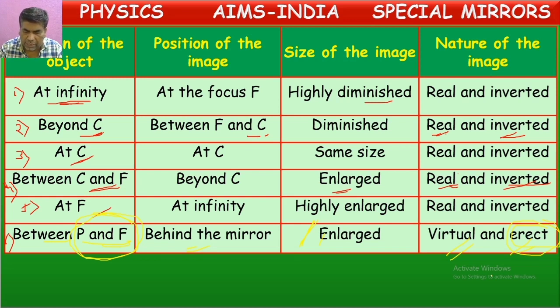Please give the answer through live chat, children. What is the answer? When the object is placed between pole and focus, then we will get virtual image.